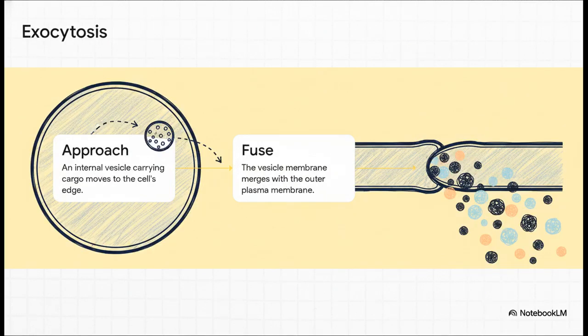And to send things out? Well, it basically just runs that whole process in reverse. It's called exocytosis. You've got an internal vesicle, it's loaded up with cargo, maybe some hormones or neurotransmitters.